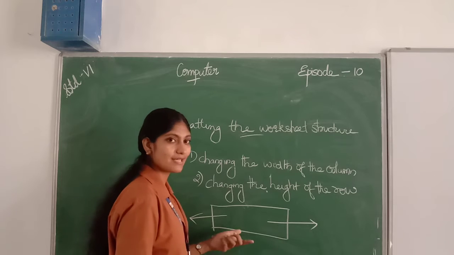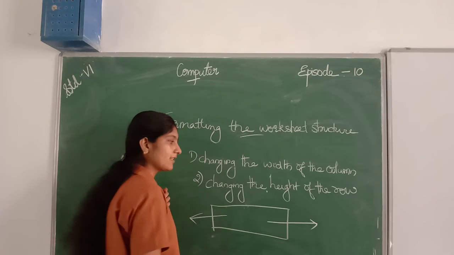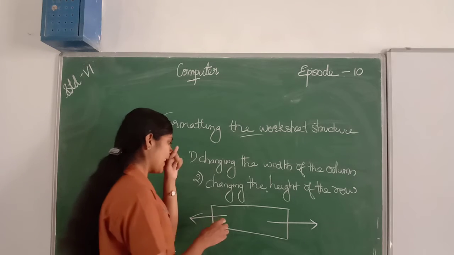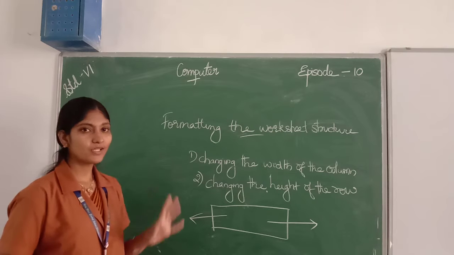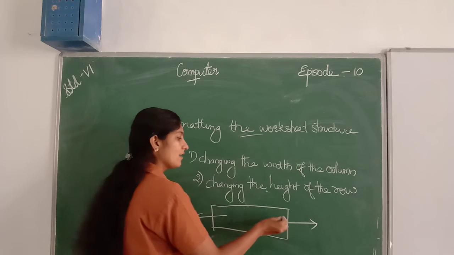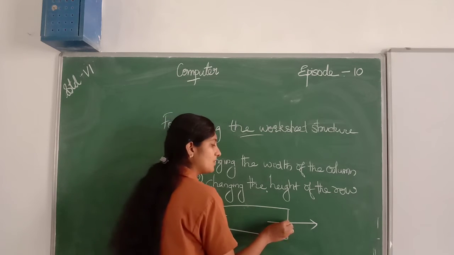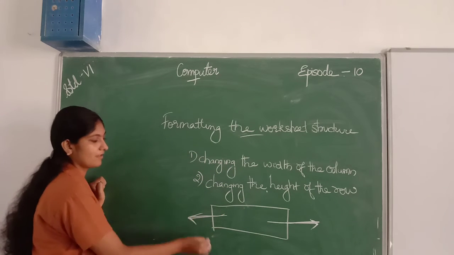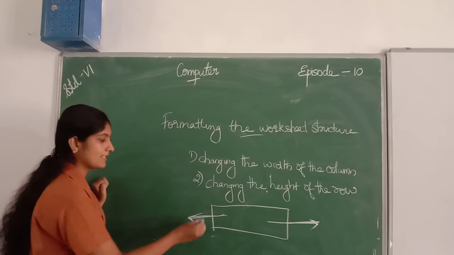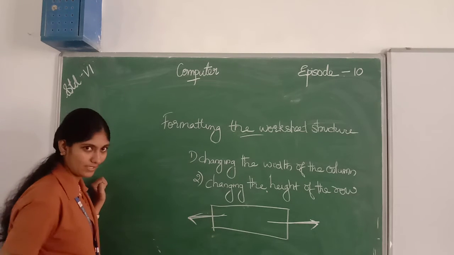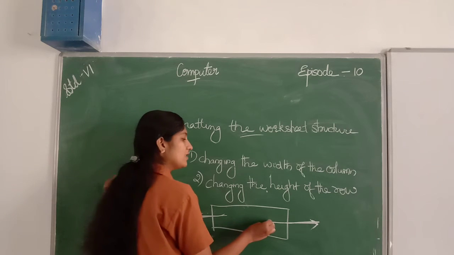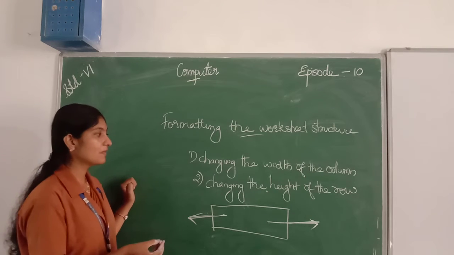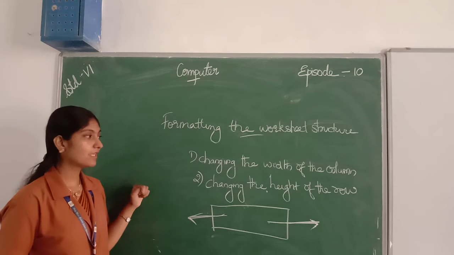How to increase the width? First click on the column, and at that time a boundary or a border will appear. Then just drag the mouse to the right side or to the left side. So what will you do? First select the column and then drag to the right side or to the left side. So what happens? It changes the width of the column.